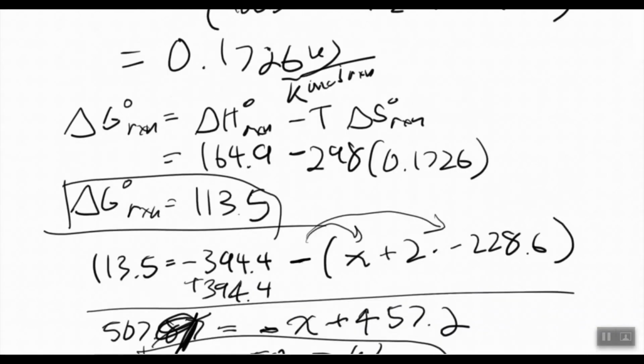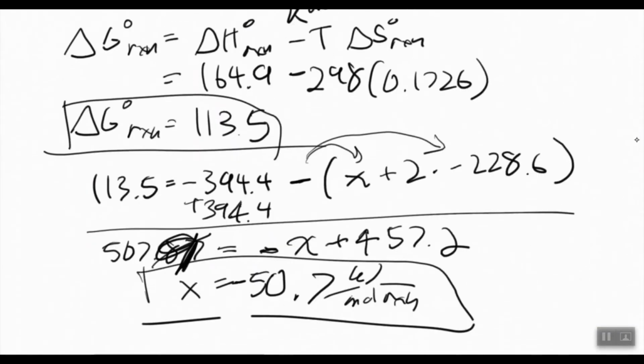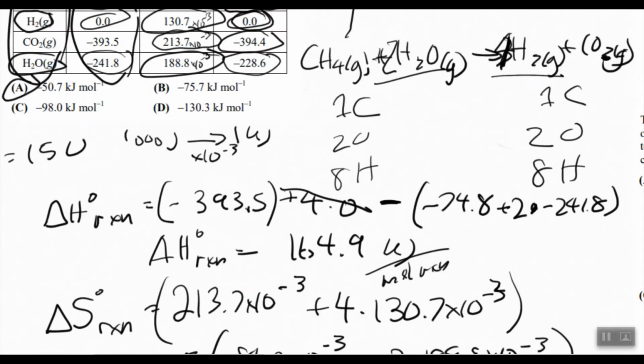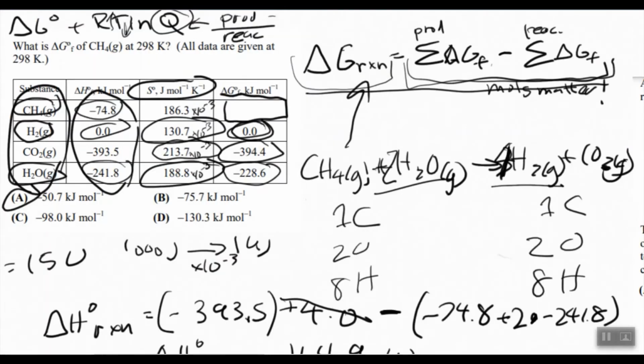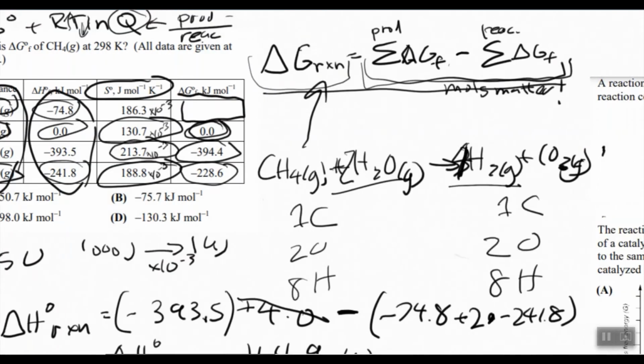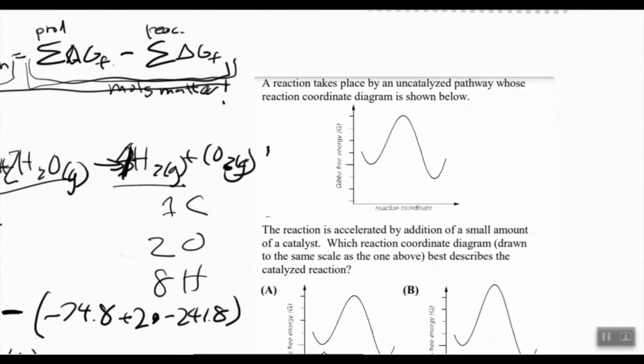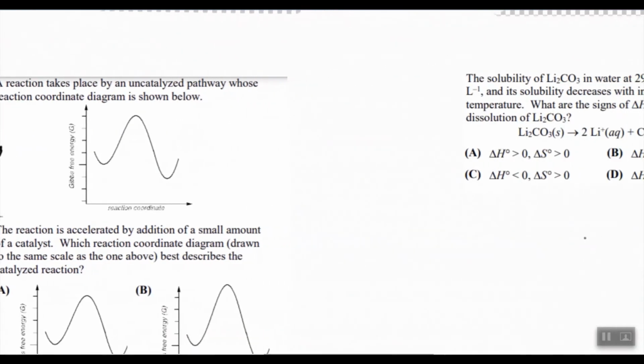Is that an answer choice? I hope so. Negative 50.7, voila. It is A. So we did a great job. That was a ton of work, but we applied knowledge from basically 3 different chapters or units, and we did it. Let's move on to the next problem.